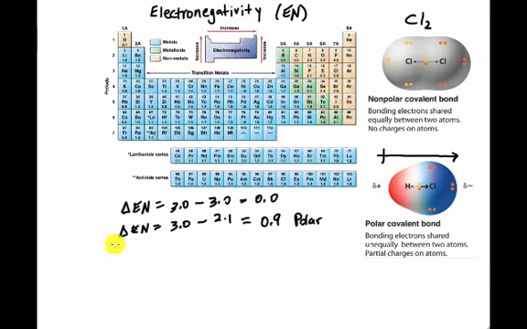Now, when we compare these two, by the way, just to continue with the notes here real fast, if I were to take that chlorine again, and now I compare it with sodium, now I have a difference of about 2. That is what we call ionic. Okay? Now, you've got nonpolar, you've got polar, and you've got ionic based on differences in electronegativities.